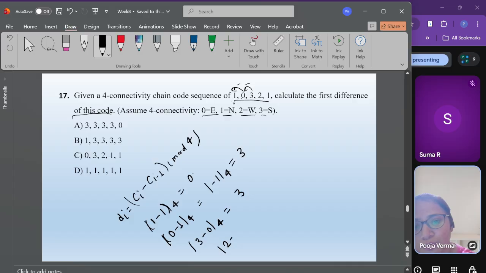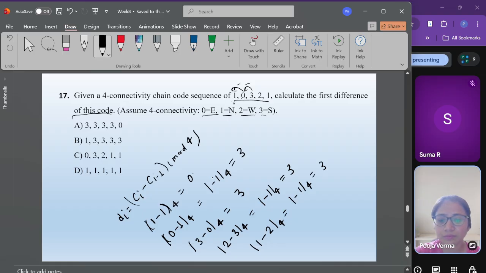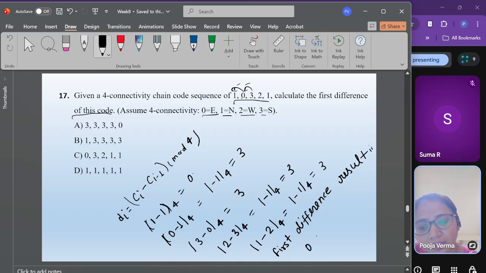Now again 2 minus 3, mod 4. Here we get minus 1 mod 4, so again 3. Then the last one, 1 minus 2, mod 4, so minus 1, again 3. So the resulting first difference is 0, 3, 3, 3, 3, that is, four times 3. Yeah, that is correct.